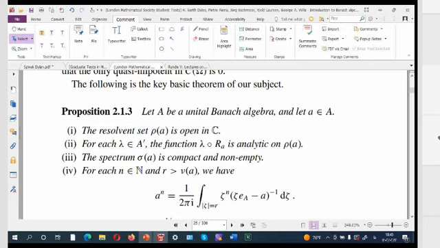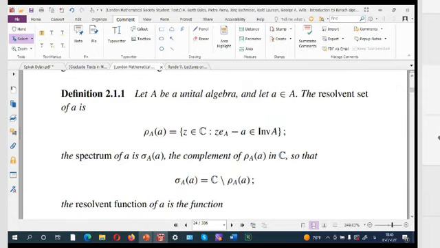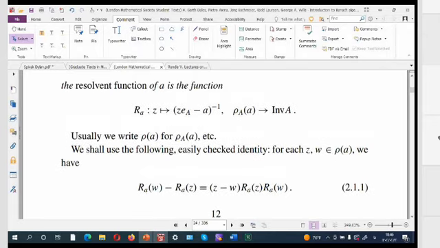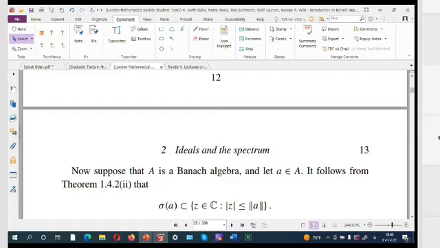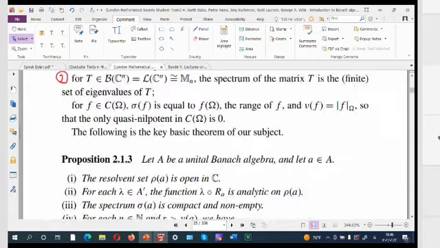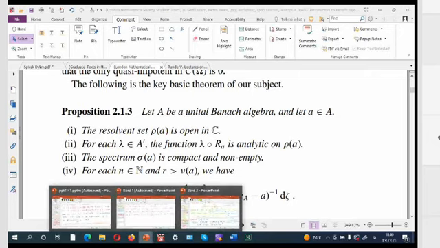Let A be a unit Banach algebra and a belong to A. We want to prove these five statements. Okay. For this, I recall sigma of a is the complement of rho of a, and the spectral radius, and the resolvent function of a is this function from the resolvent set of a to the invertible elements of A. Then we see this equality, and also we define the spectral radius of a. Spectral radius of a, okay? And also I recall some notations and theorems for you.